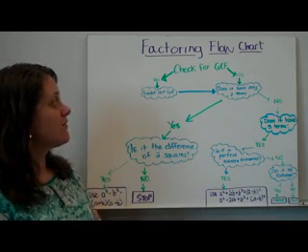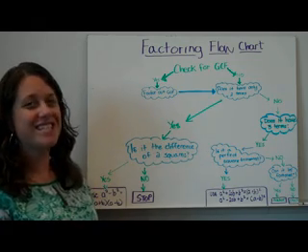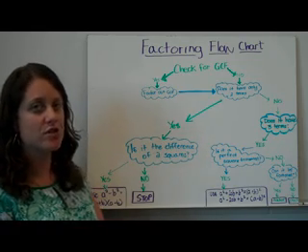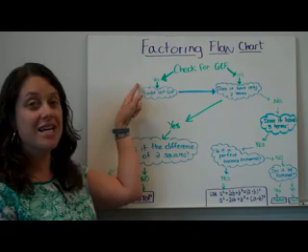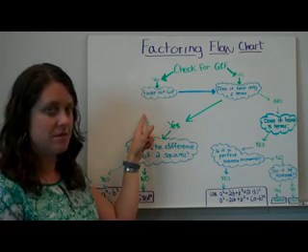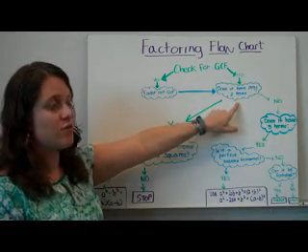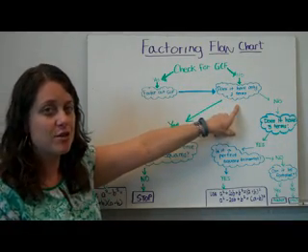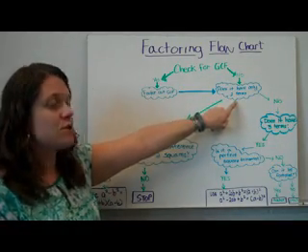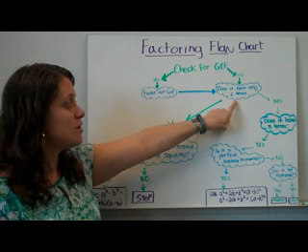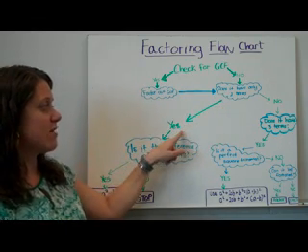The first thing you should always ask yourself is, is there a GCF? That's always the first question. If there is, yes, factor it out. If there's not, the next question you should ask yourself is how many terms does it have? Does it have two terms? If it has two terms, I follow over to this path.